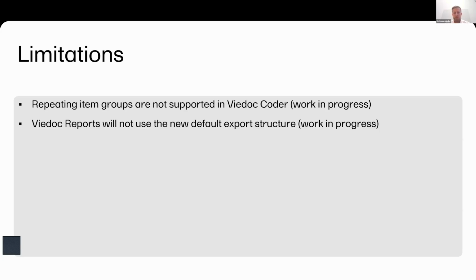And also what I mentioned with Viedoc reports, it will not use the new default export structure, the one where the repeating item group is exported as a separate form. But that work is in progress. So again, be a little bit careful with spending time on creating custom reports right now for repeating item groups. I would advise you to wait a bit with that unless it's something you desperately need right now. But this is also work in progress and is something that is planned for the near future.